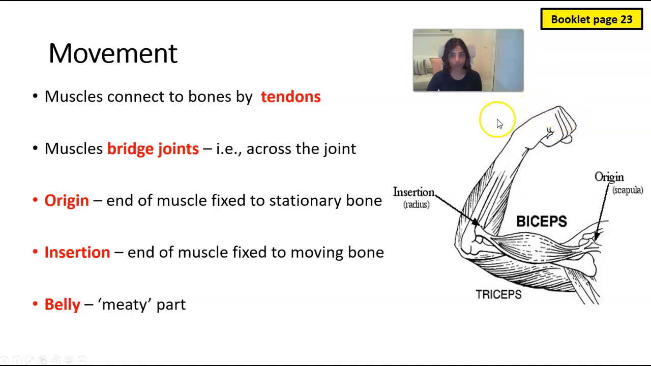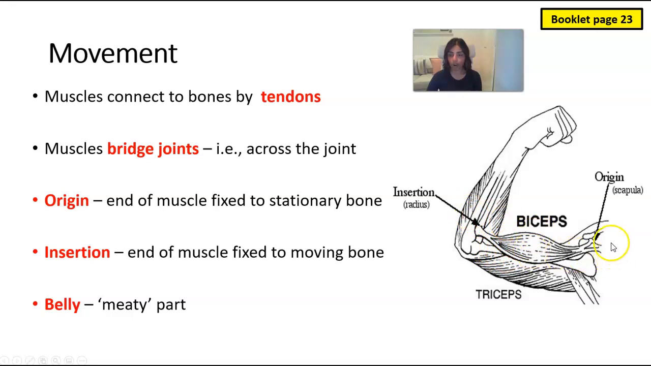So the first thing we want to know is how muscles attach to the skeleton. And they do that through the connective tissue called tendons. We need to understand that tendons will attach muscle to bone, and we should already know that ligaments attach bone to bone. Now, when muscles attach to bones, they form a bridge, so it's between two different bones.